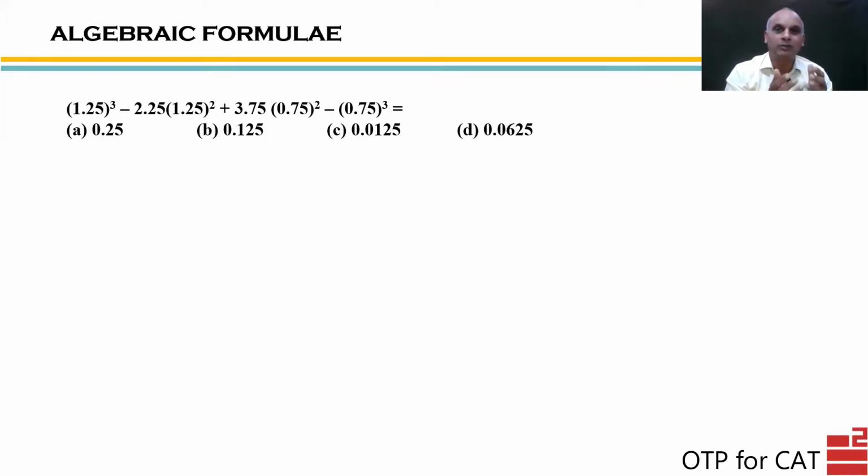So what is a and what is b? We can make out from the first and last term. The first term is 1.25. We can say that is a, and the last term is 0.75 cube. So we will say b is 0.75.